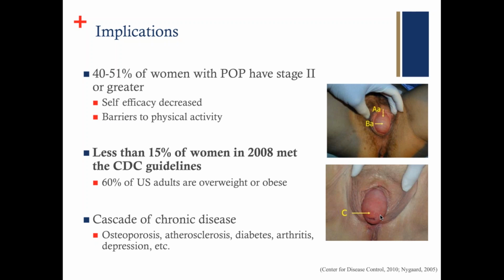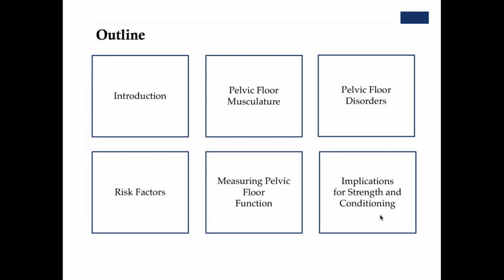For those who are in the cascade of inactivity, when we have a barrier to physical activity that is difficult to overcome, we have this cascade of chronic disease where we have physical inactivity and perhaps poor eating habits associated, that leads to osteoporosis, atherosclerosis, diabetes, and can lead to arthritis and depression. And anywhere we can stop the cycle, we can really make a difference in our patients' lives.